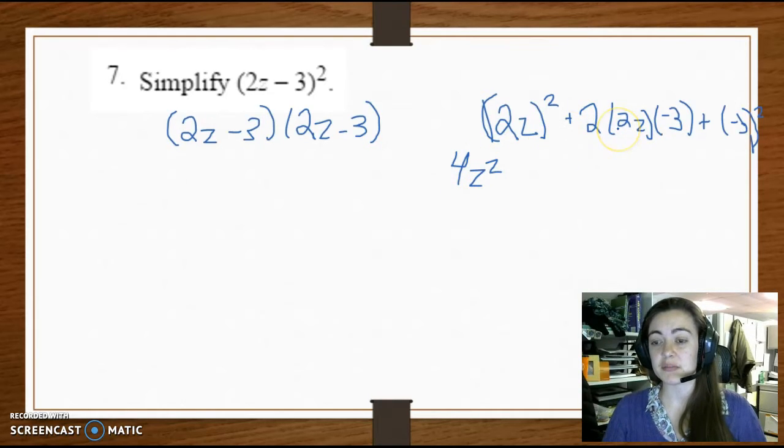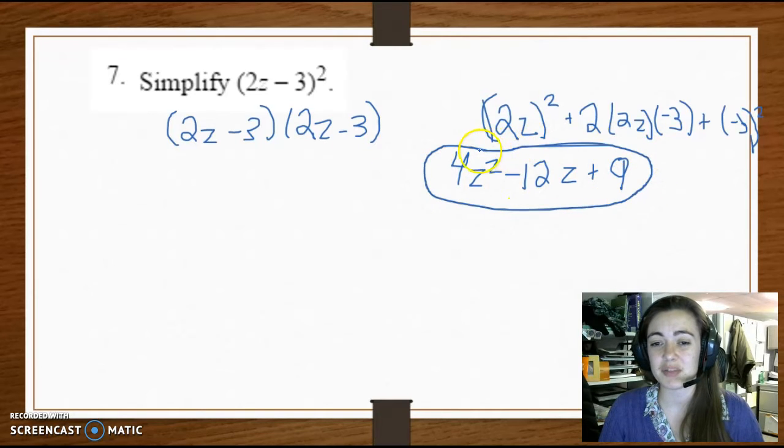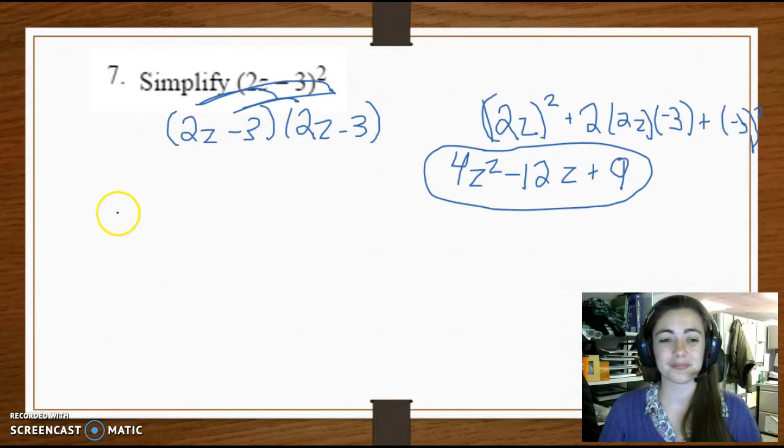2 times 2z is 4z, times negative 3 is negative 12z. Negative 3 squared, negative 3 times negative 3, is positive 9. So that would be our final answer for this question. And you would get the same thing if you did the distributive property as well.